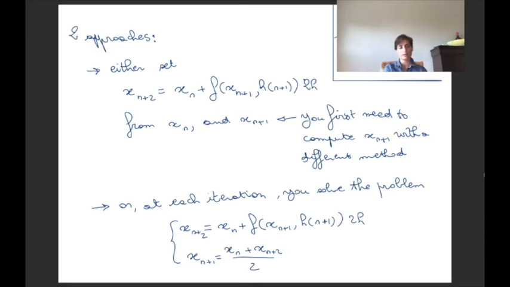You can either set xn plus 2 equal to xn plus f computed at xn plus 1 times 2h. And in this case, we are considering that we know xn plus 1, but we have to find xn plus 1 via a different method. Or at each iteration, we solve this problem that aims to find both xn plus 2 and xn plus 1. And this is a nonlinear problem, but it's a zero finding problem, so we know how to solve these things, also numerically.